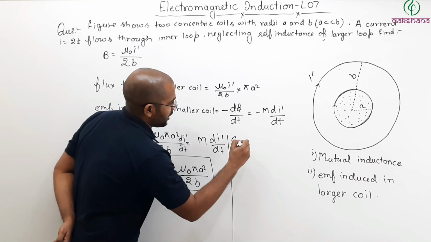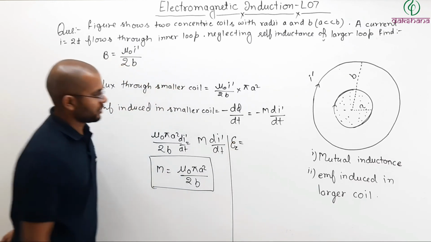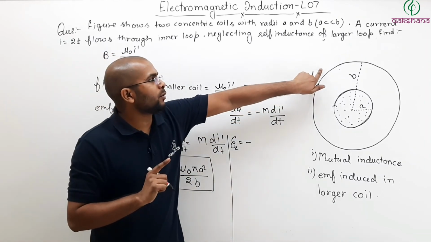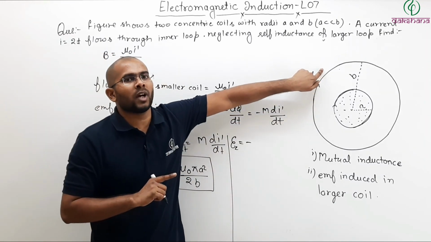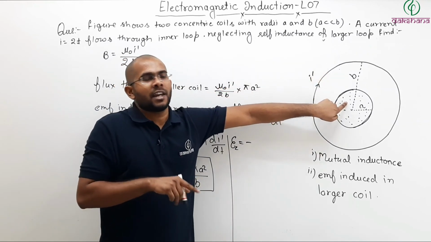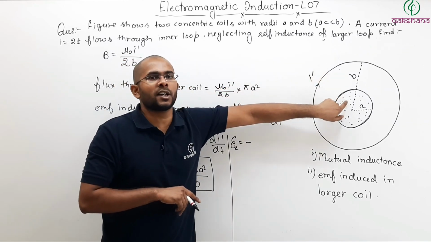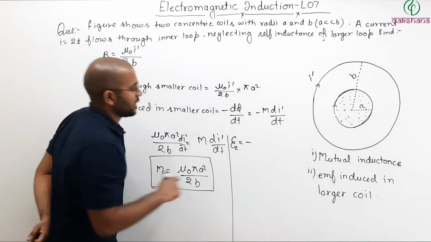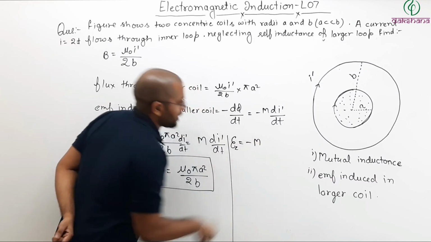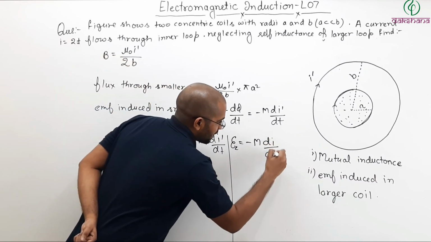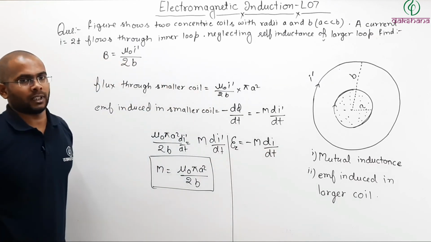EMF induced in the larger coil is nothing but minus of, remember, EMF will be induced in the larger coil only if current through the smaller coil changes. If current through the smaller coil does not change, there will be no EMF induced. So EMF induced in the larger coil is nothing but minus M times the rate of change of current in the smaller coil.